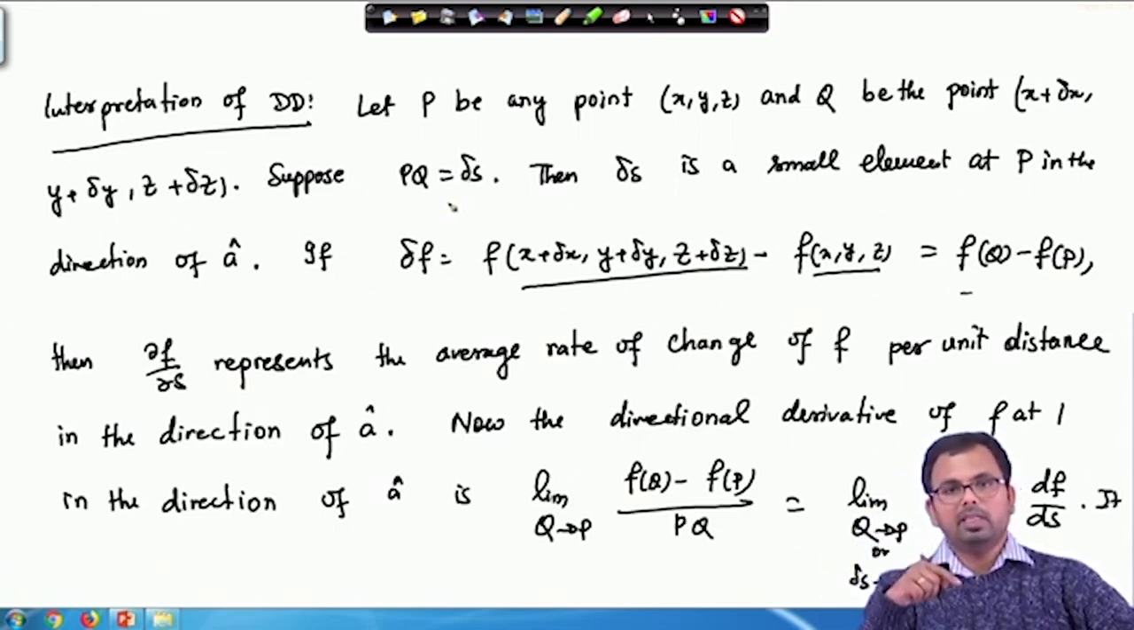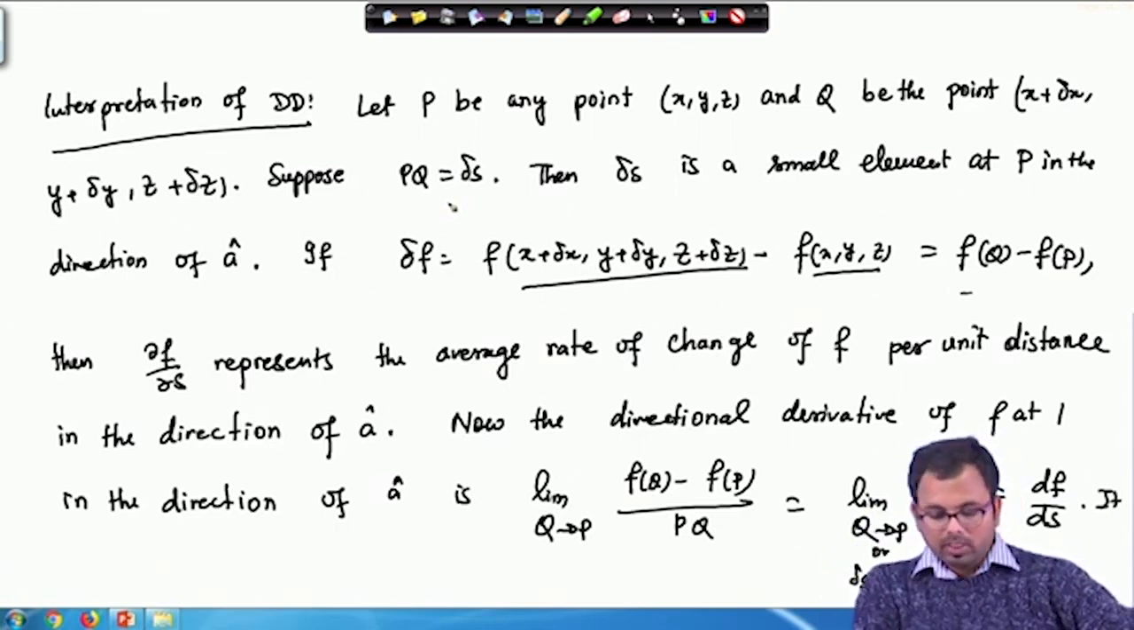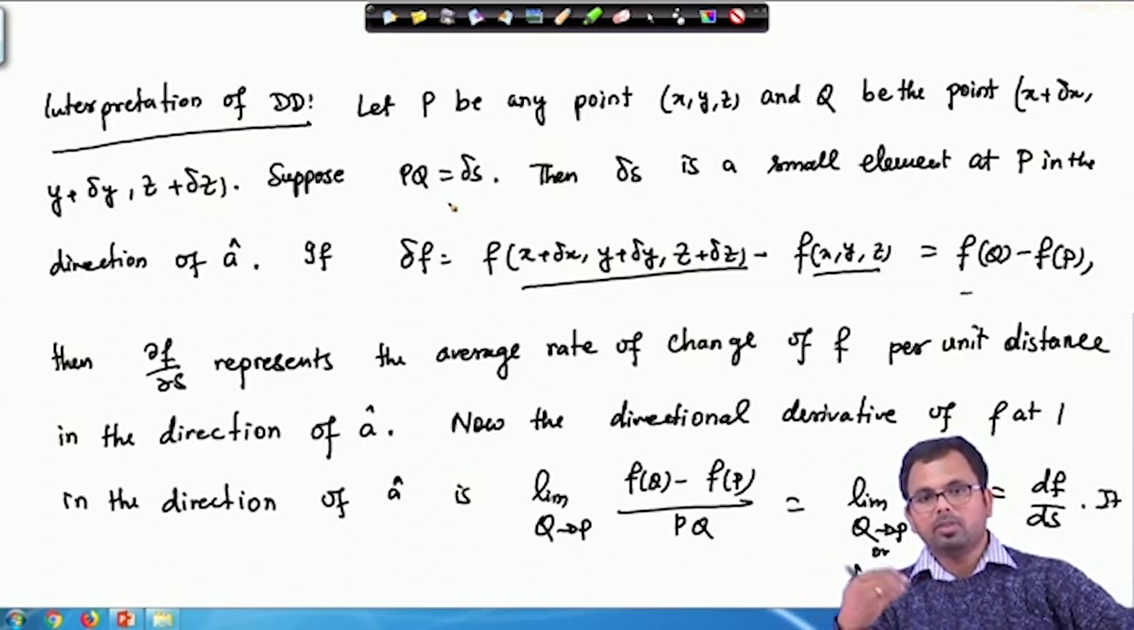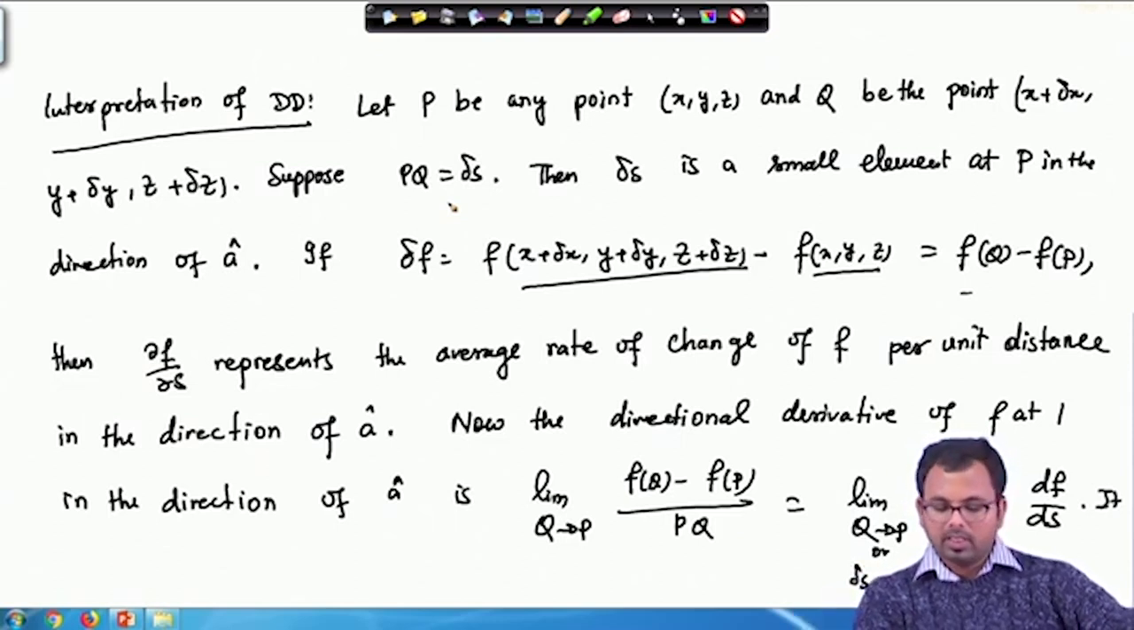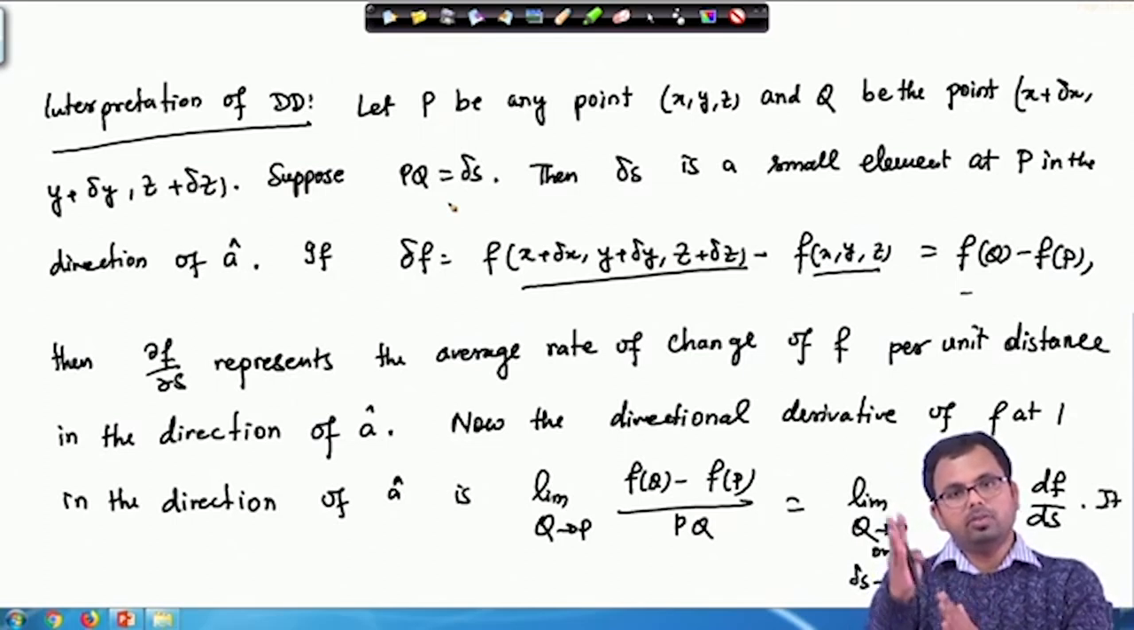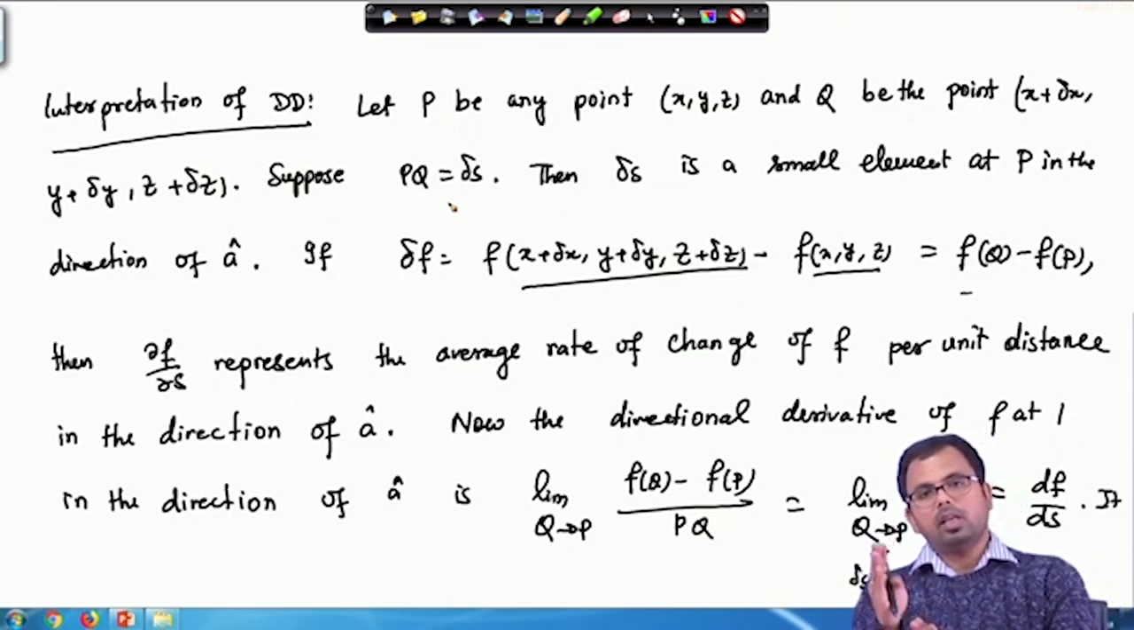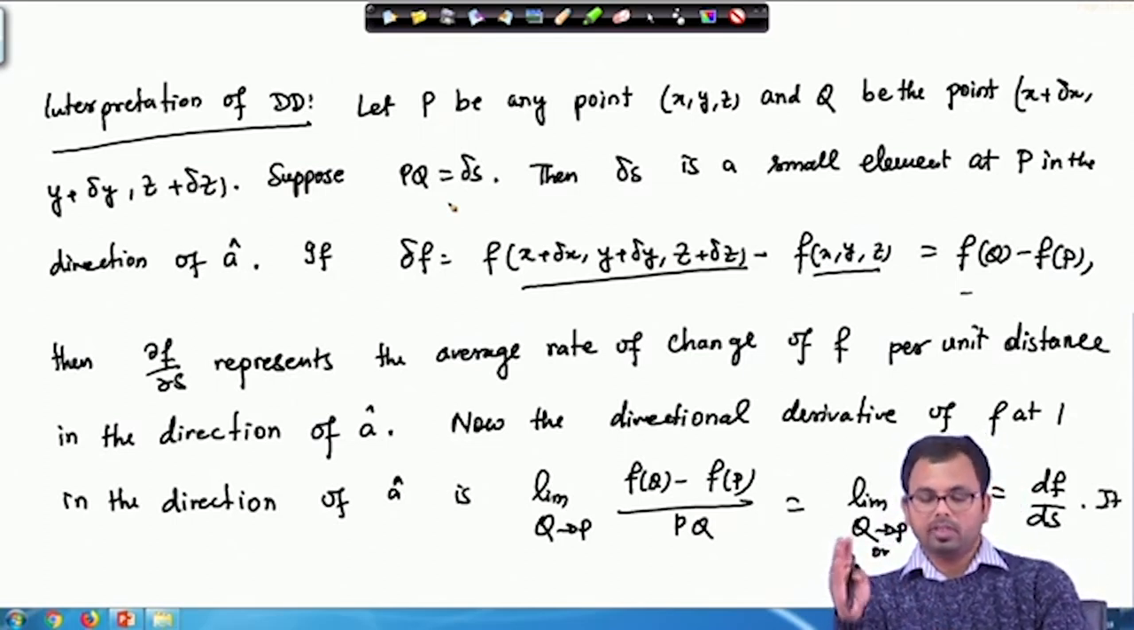So, delta f by delta s, when delta s goes to 0, is actually the average rate of change of f per unit distance. So, how much the function is changing per unit distance is given by del f del s in the direction of the vector a cap. So, we always have a unit vector along which we are calculating the rate of change of the function f.